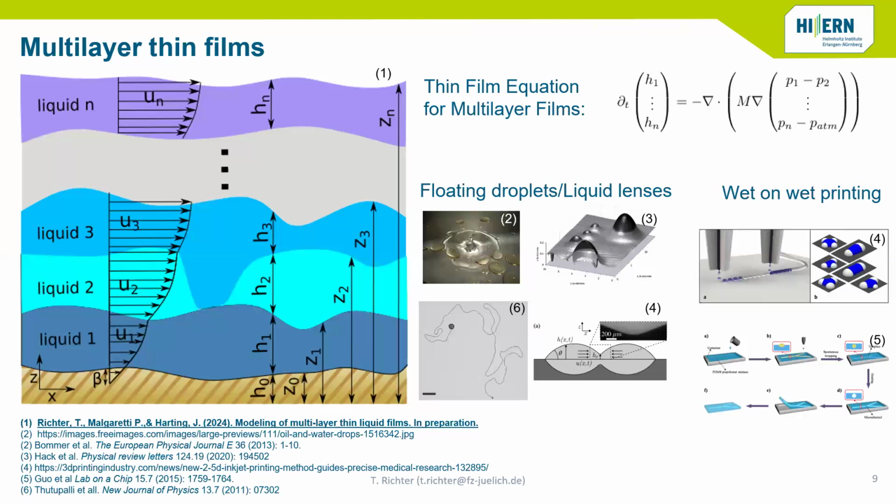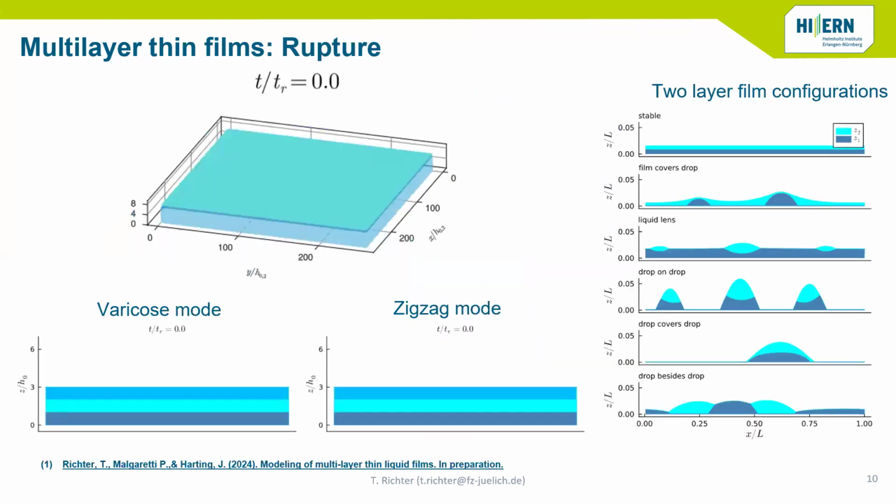So we model them by their heights again. And well, this we did with having in mind applications like liquid lenses, liquids on liquids, or wet on wet printing or coating processes. So we write down the thin film equation, the thin sheet equation for this n-layer system, and then we implement it. And I'm going to show you again a few examples of simulation that we did.